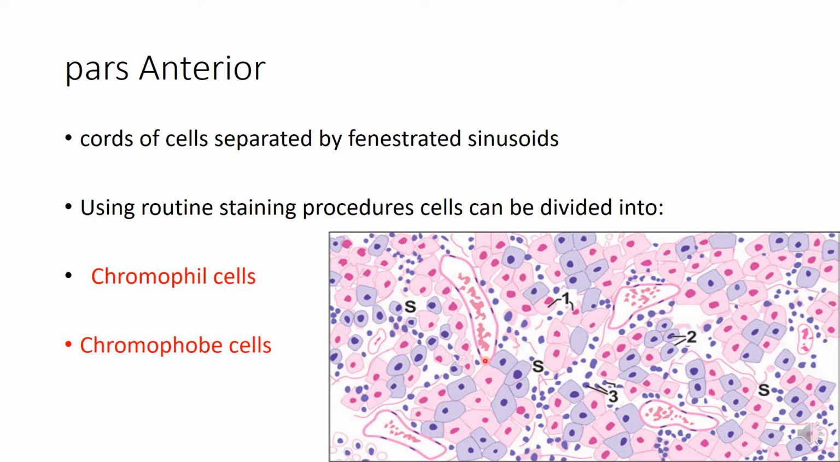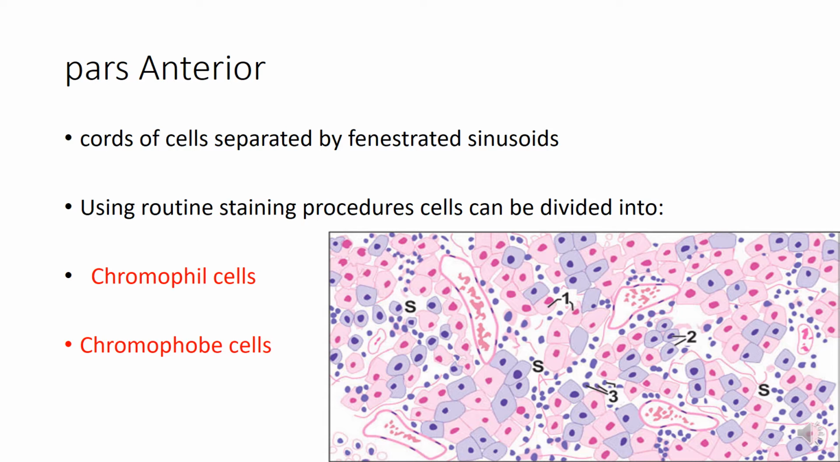And these cells, using routine staining procedures, can be divided into chromophil cells and chromophobe cells. Chromophil cells means they have affinity towards color. They take up color. So you can see pink stained and blue stained cells. They are chromophil cells. Whereas here you can see cells that are not taking up any color. They are chromophobe cells. They are phobic towards color. So they won't take up color.